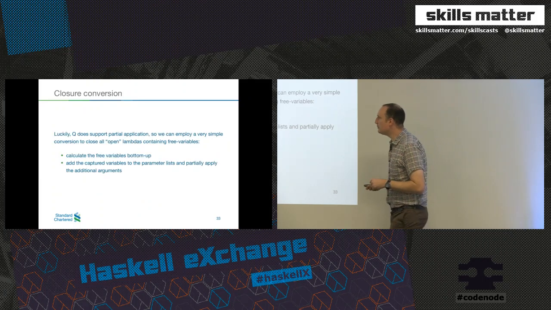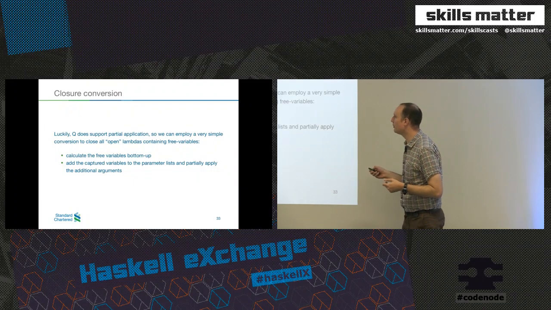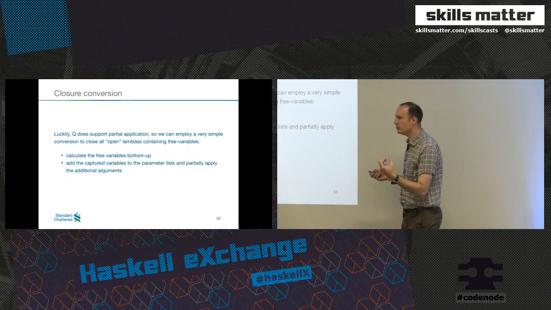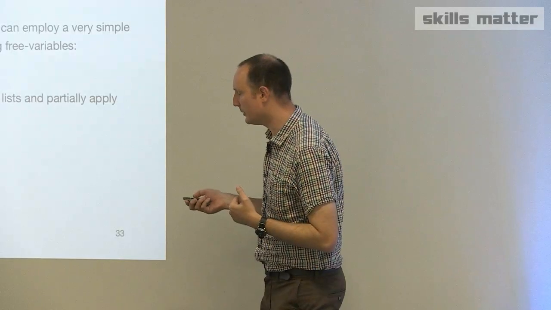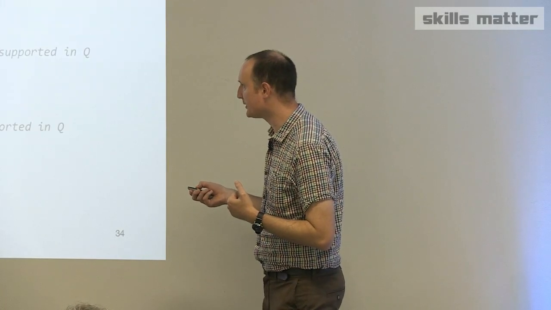So a very simple way of doing this, there is a very simple way of doing this because Q does support partial application. And there's a very simple way that we can close all the open lambdas by calculating all the free variables bottom up. I'll show you on the next slide. And add captured variables to the parameter lists and partially apply the additional arguments. It's best shown with an example.